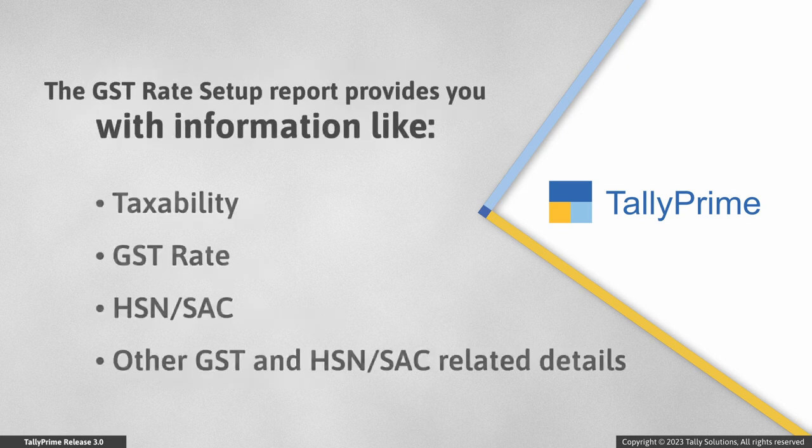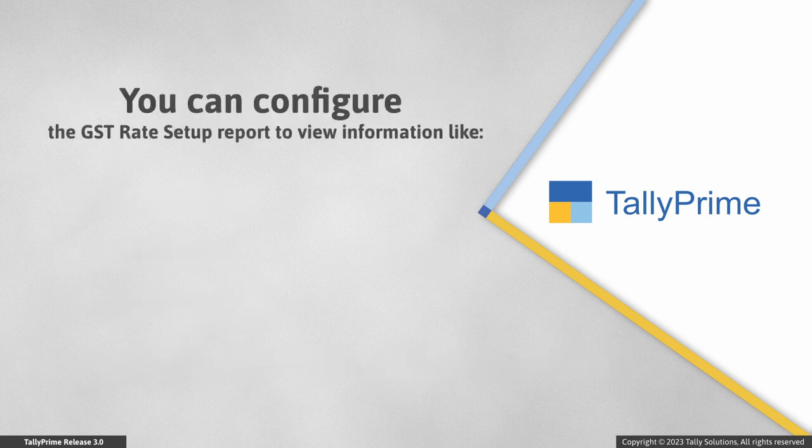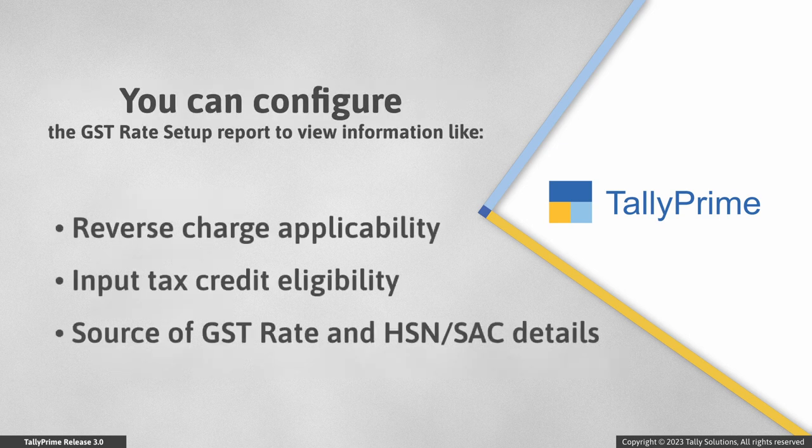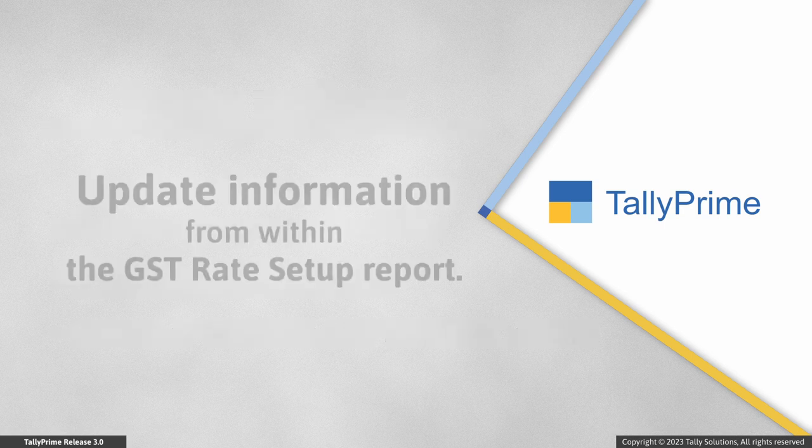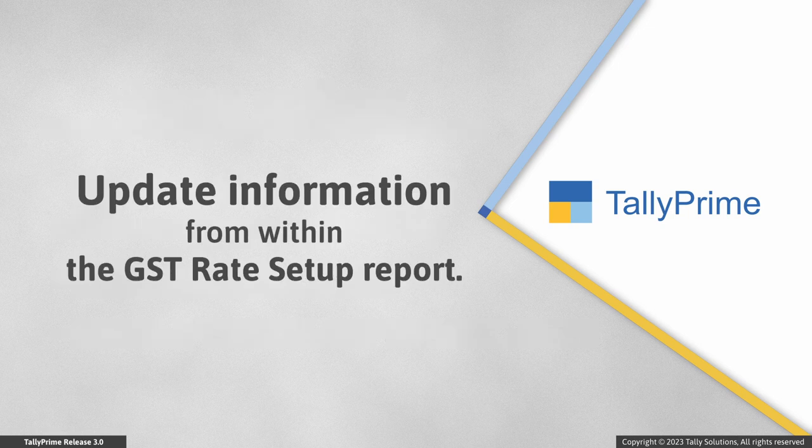In TallyPrime Release 3.0, the report provides you with all the information such as taxability, GST rate, HSN or SAC, and other relevant details. What's more, you can also configure the report to view more information such as reverse charge applicability, input tax credit eligibility, or source of GST rate and HSN or SAC details. And you can update any information from within the report as needed. The facilities in the GST rate setup report are also available for composition dealer.